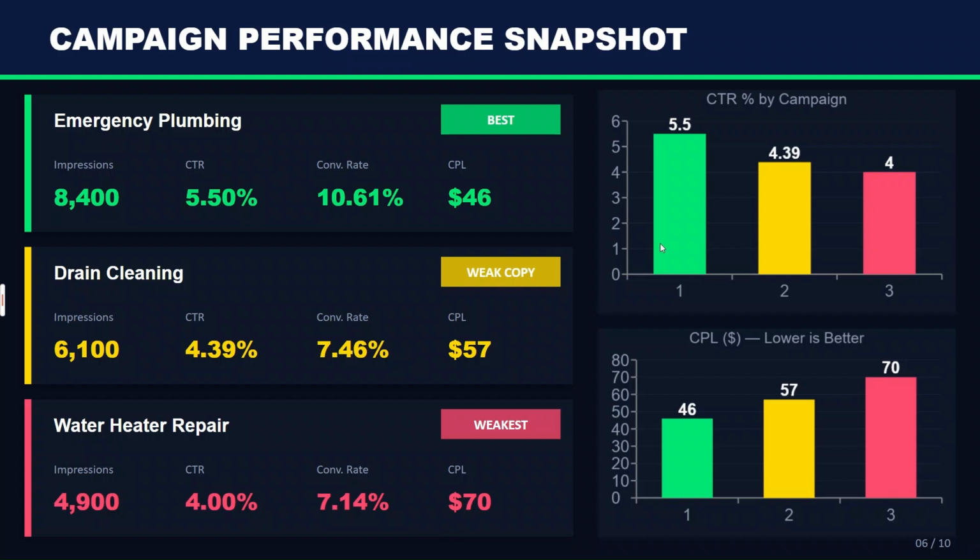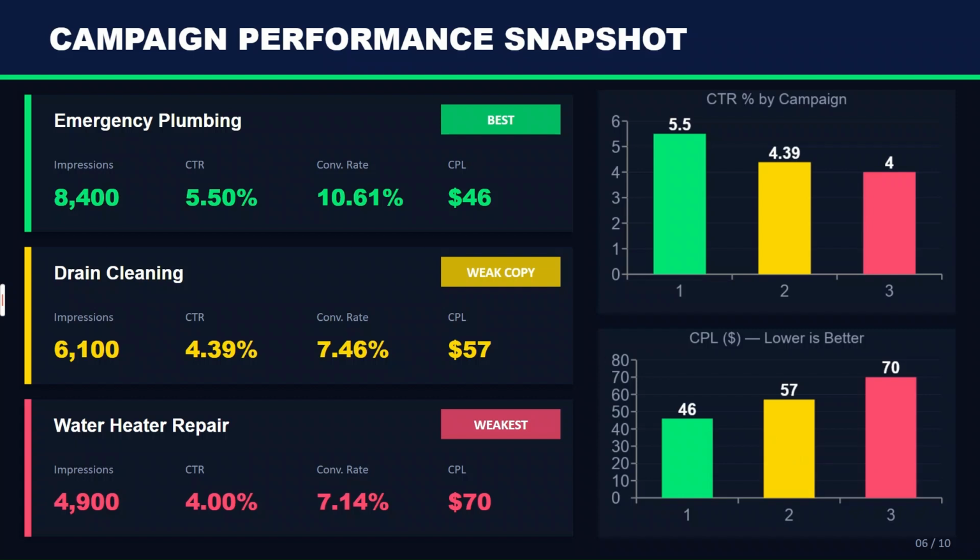Emergency plumbing is 6%, drain cleaning drops to 4%, and water heater drops even lower. And on the cost per lead chart, you want this lower, right? Emergency plumbing is at $46, drain cleaning is $57, water heater repair is $70 per lead. So what does this tell us?